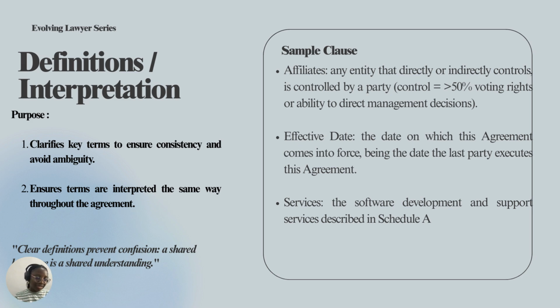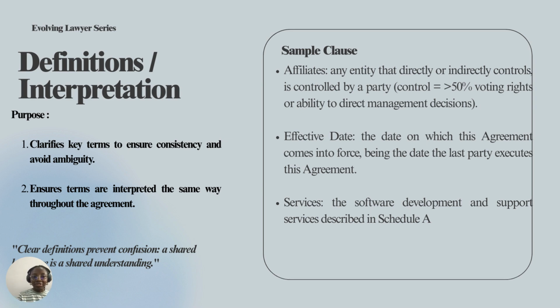Let's look at services. We're defining services. These are just a few examples because I didn't want to make the slides look clumsy. Services is the software development and support services described in Schedule A, if there's a schedule. Sometimes, because, like I said, you don't want your agreement to look so clumsy, you can define these terms, give little definitions, make them concise, then explain them in detail in the schedule, in the appendix. That's why sometimes we have appendix schedules in our agreements, right?